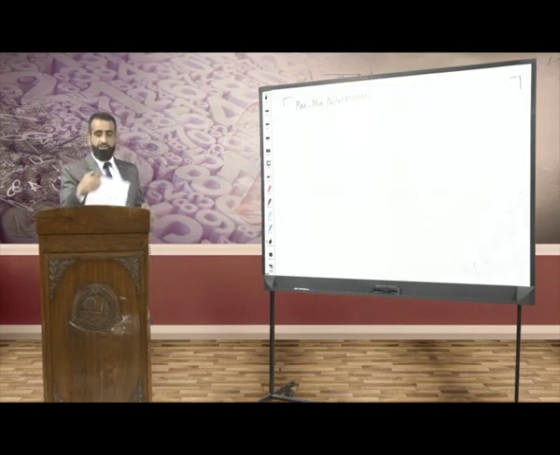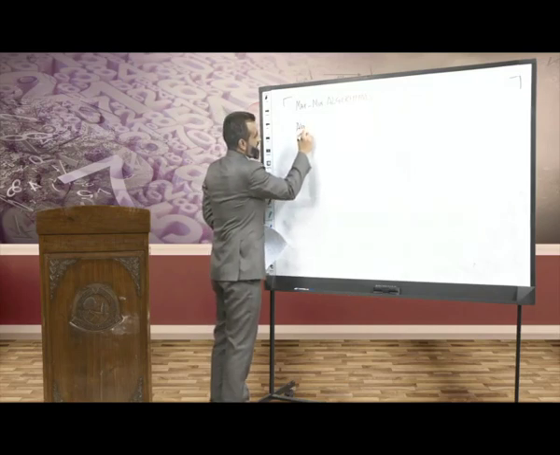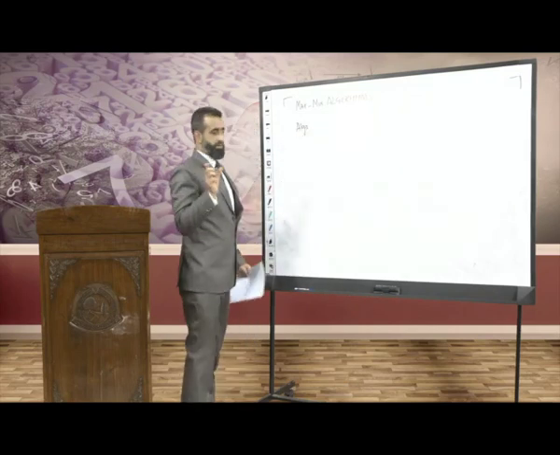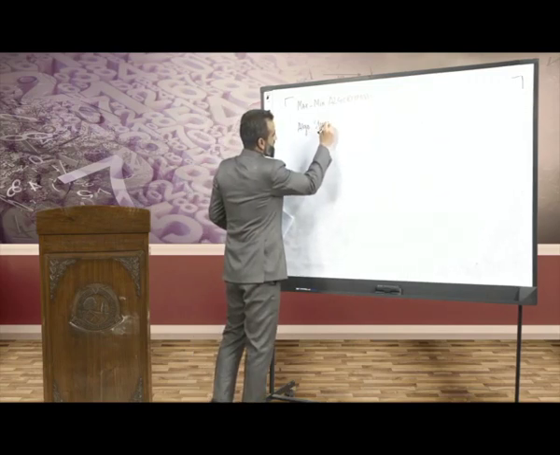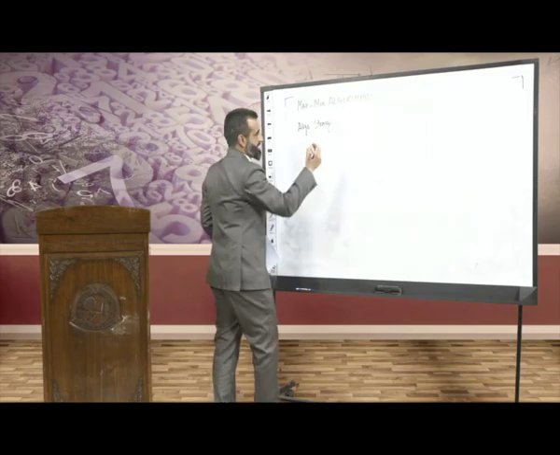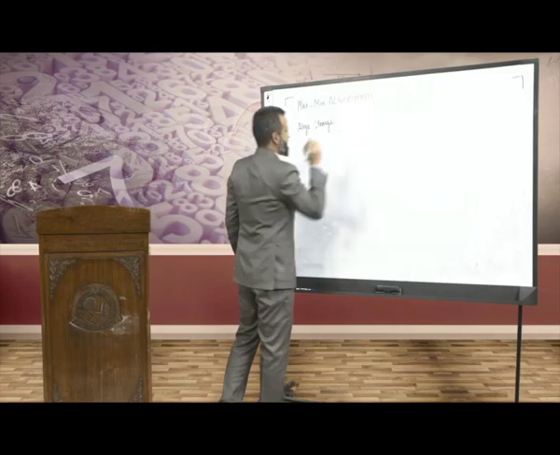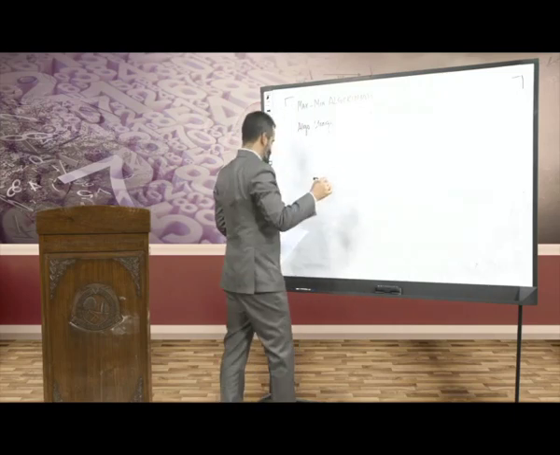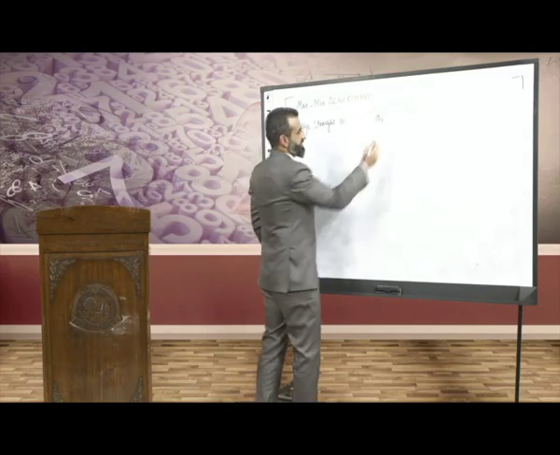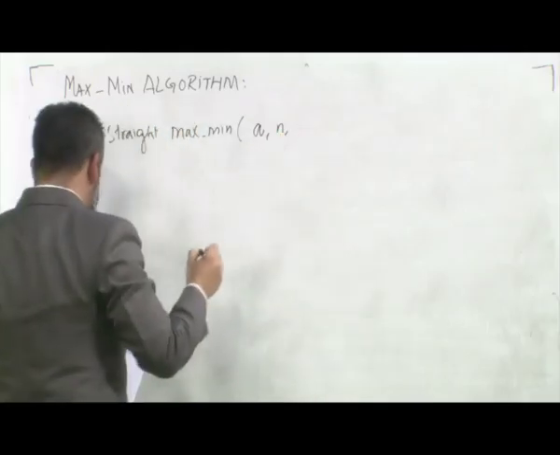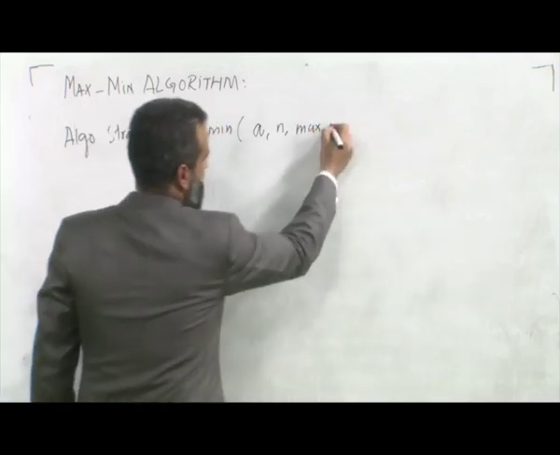If I look at the straight algorithm for finding the maximum and minimum in a given set of numbers, let's call it algorithm straight maximum, just to make it more comprehensible. In a given array with n elements, our job is to find the maximum number and the minimum number in this array.